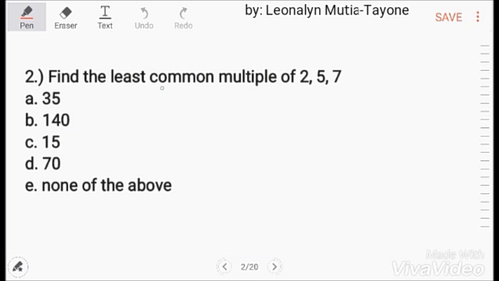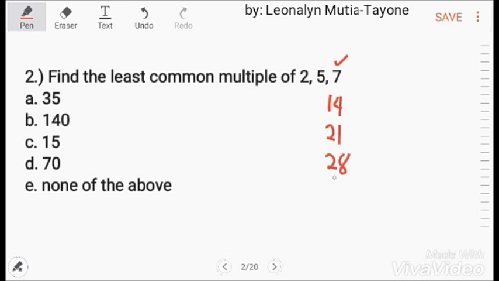Number 2. Find the least common multiple of 2, 5, 7. Ganito lang yan. Hanapin ang pinaka-highest. 7. So, multiple of 7, 14. Ma-divide ba siya ng 5? Hindi. Next, multiple of 7, 21. Ang 21, ma-divide ba ng 2 at saka 5? Hindi. So, next, 28. Ma-divide ba siya ng 5? Hindi. Pero ma-divide siya ng 2.